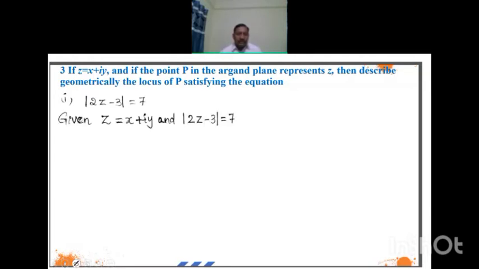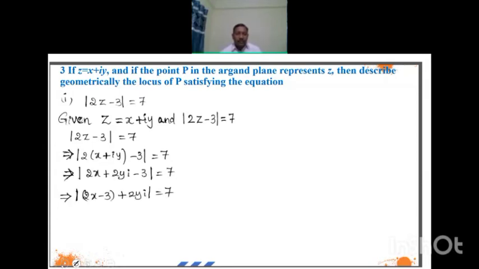So 2z minus 3, we have to expand. If you write 2z minus 3, it will be 2x minus 3 plus iy. Upon expansion, 2x minus 3 plus 2yi will be 2z minus 3. So modulus of this will be root over x square plus y square. That means root over (2x minus 3) whole square plus (2y) whole square is equal to 7.